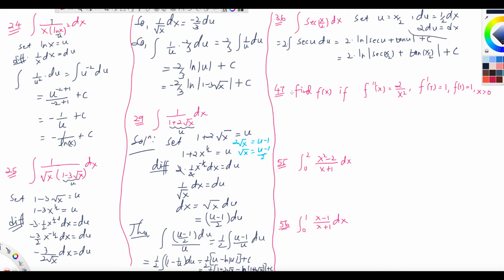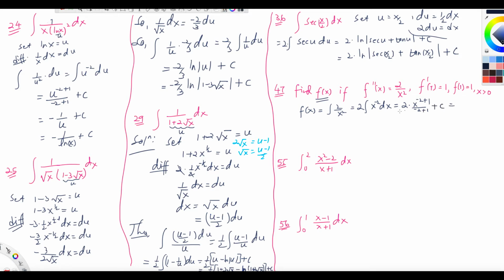Okay, so next is question number 47. Here f double prime of x, the second derivative, is given, and you need to find f(x). So you need to integrate twice, and for each of those, you will use the initial value to find the constant. Okay, let us integrate. What do you get? If you integrate on this side, one derivative will cancel with the integral. So what is the integral of 2 over x squared? You can write 2 over x squared as 2 integral x to the negative 2 dx, right? So that will be 2 times x to the negative 2 plus 1 over negative 2 plus 1 plus c.